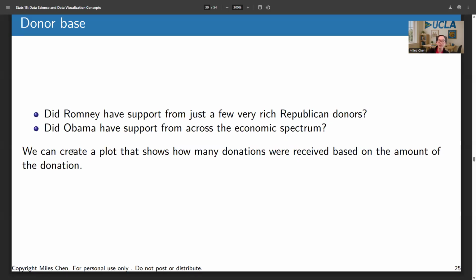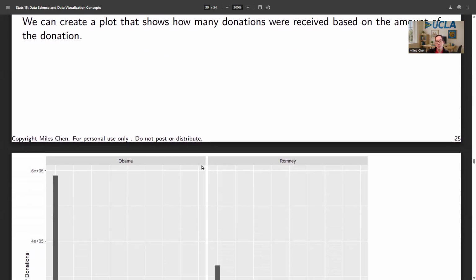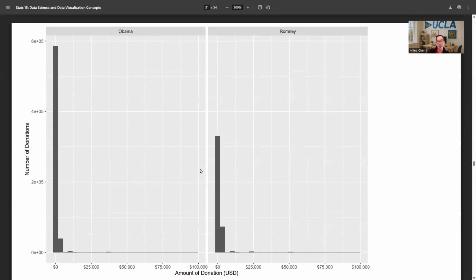And so we can create a plot that shows how many donations were received based on the amount of the donation. In the initial plot here, you can see donations made towards Obama and donations made towards Romney. The donation amount can go anywhere from 0 to 100,000. We see that the column at zero is super tall, the column next to zero is the next tallest, and then you have very few values way out here. It's really hard to see.